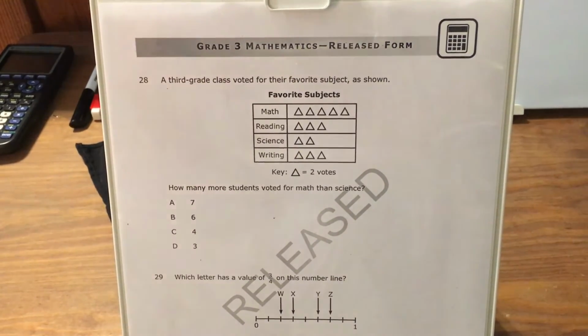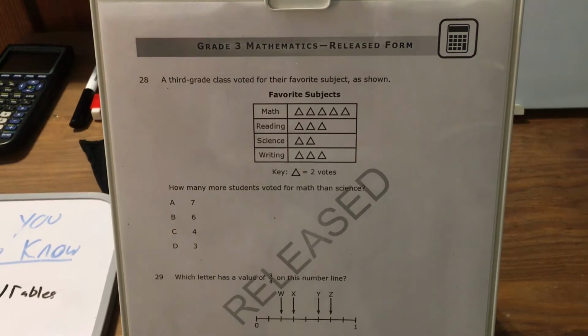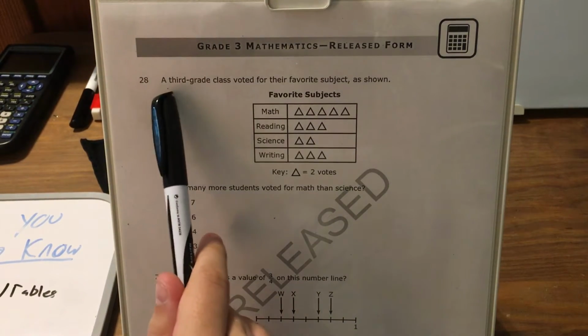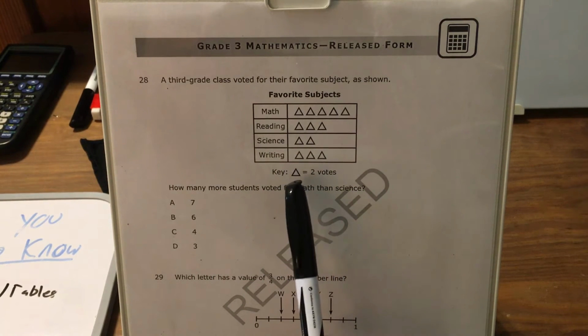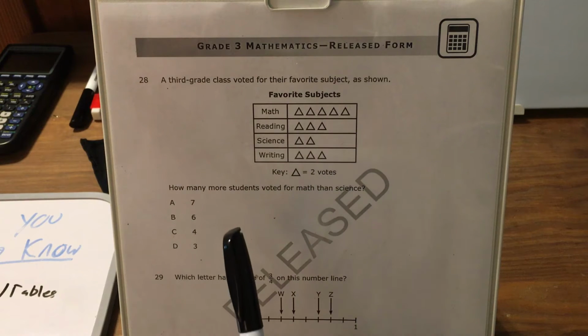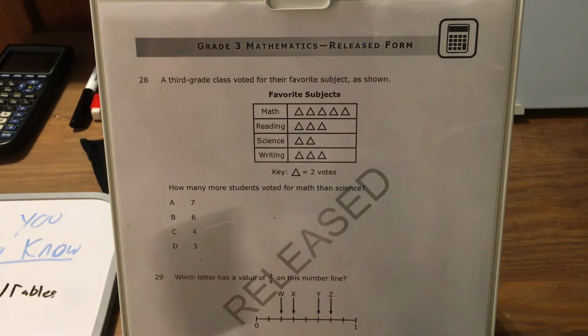This is Mr. W. Today we're going to tackle question 28 from the third grade math questions that North Carolina released this past school year. We see that a third grade class voted for their favorite subject as shown, and each triangle is 2 votes, and we have certain numbers of votes up here. And we're supposed to find out how many more students voted for math than science.